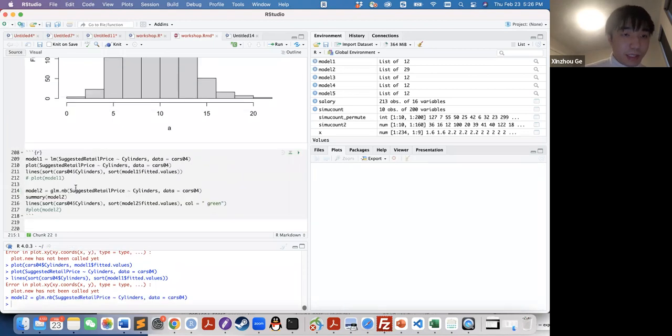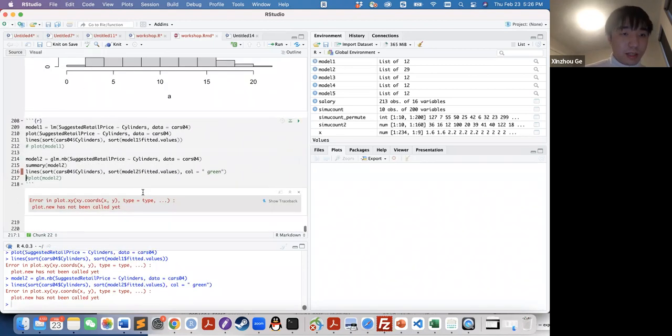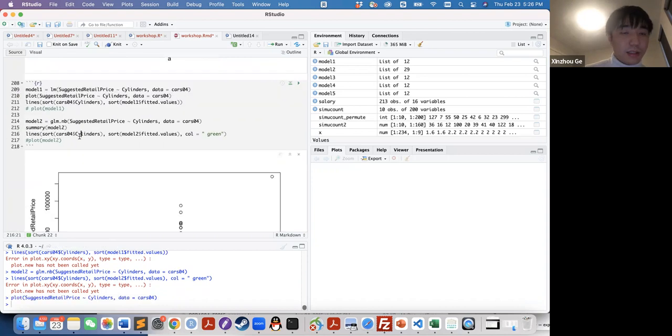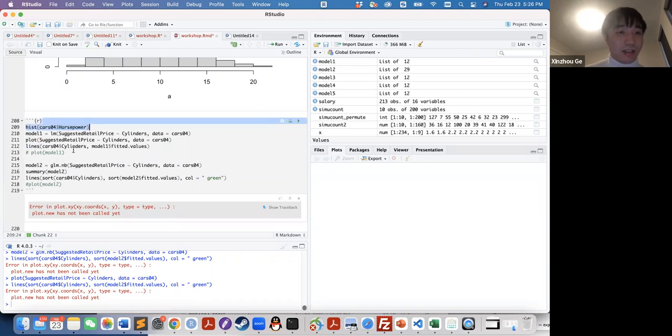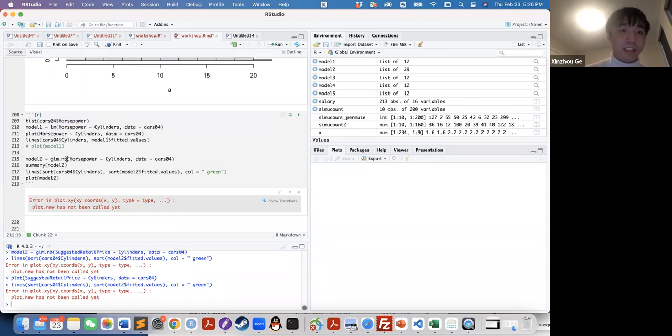Let me see whether this one works. Okay, also does not work. Plot new has not been coded yet. Yeah, I think I will figure it out later. Sorry for this, but here we go. So maybe we can still go back to the previous example using horsepower. So here I just show how to use the glm.nb functions, and maybe you can go to our next example.